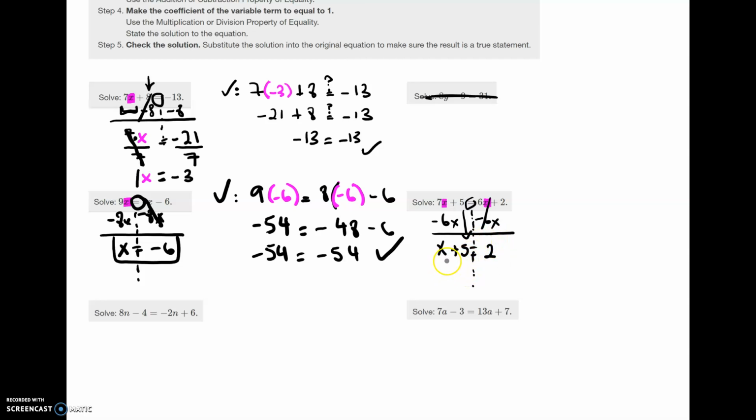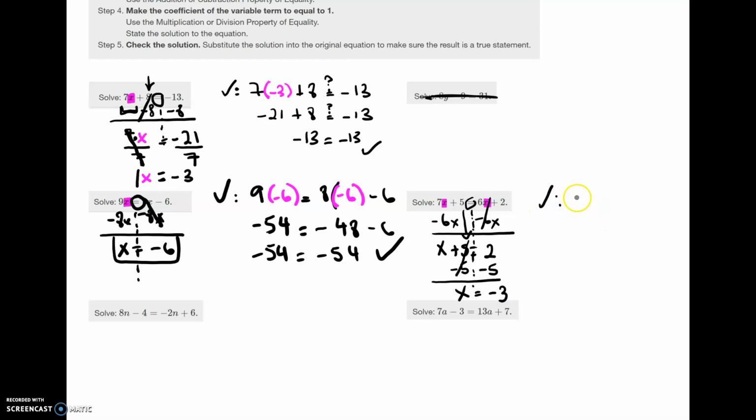Now notice my x is not isolated. It is not by itself. I do have a coefficient of 1, but I still have that plus 5. So I need to get this plus 5 over to the other side. And the way I'm going to do that is an additive inverse. I'm going to subtract 5 because 5 minus 5 is 0, which is what we want. And I am just left with x is equal to negative 3.